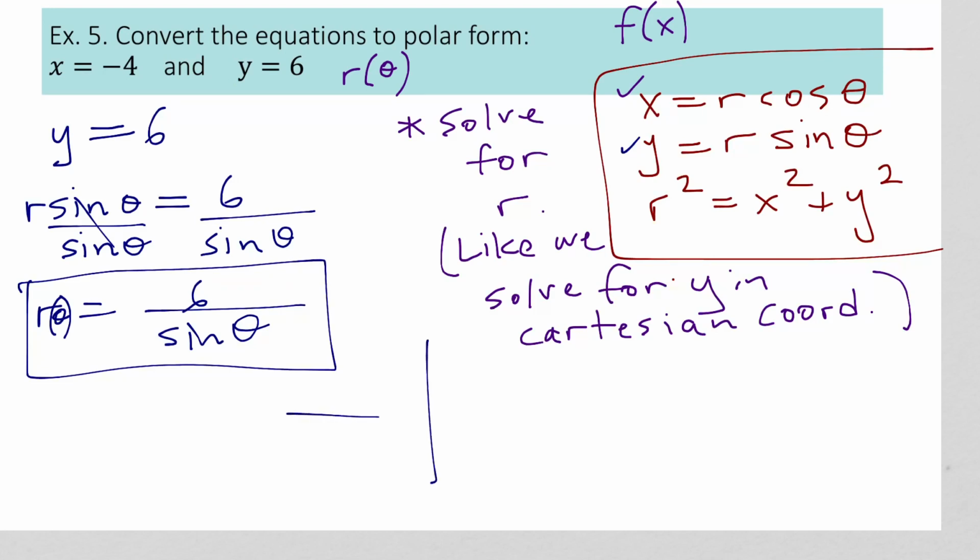So what this would look like, y is equal to 6. Y is equal to 6 is a horizontal line. So this is an equation of a horizontal line in polar coordinates.